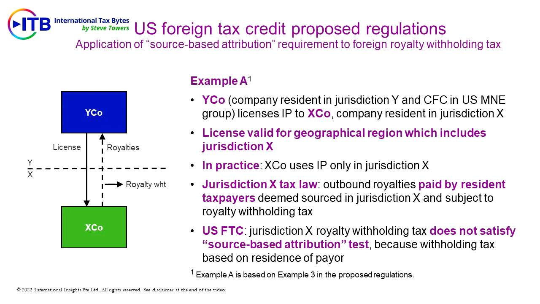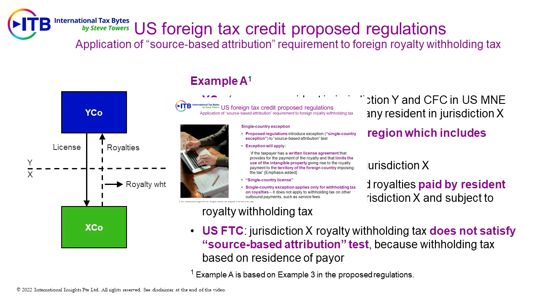Under the jurisdiction X tax law, outbound royalties paid by resident taxpayers are deemed to be sourced in jurisdiction X and are thus subject to royalty withholding tax. In this scenario, the jurisdiction X royalty withholding tax will not satisfy the source-based attribution test because the withholding tax is based on the residence of the payor, XCO.